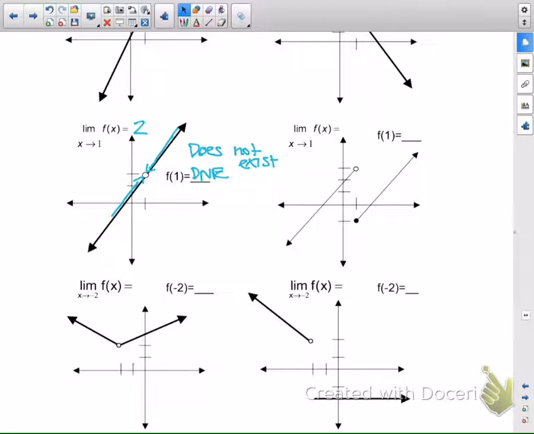But why does that limit exist, though? Because it's still getting closer to 2. It's just literally at that exact point. There is no function value, but they're still getting closer to 2. The limit's like where it's going. Yes.